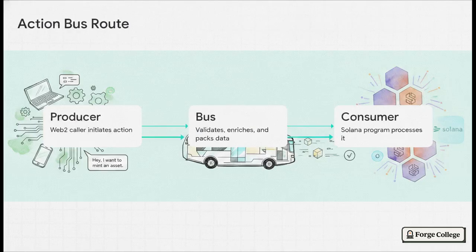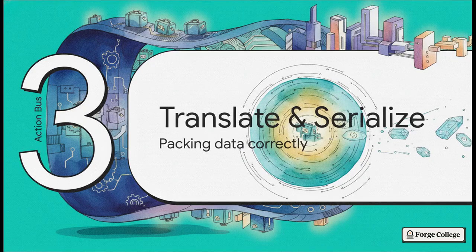This bus route really just has 3 main stops. First up, we've got the Web2 producer initiating the action, basically saying, hey, I want to mint an asset. Second is the bus itself, acting as the bridge, which validates, enriches, and packs that data securely. And third is the consumer, which in our scenario is the Solana program that processes the final on-chain instruction. The bus's entire job is to ensure that by the time the producer's request reaches the consumer, it is absolutely flawless.